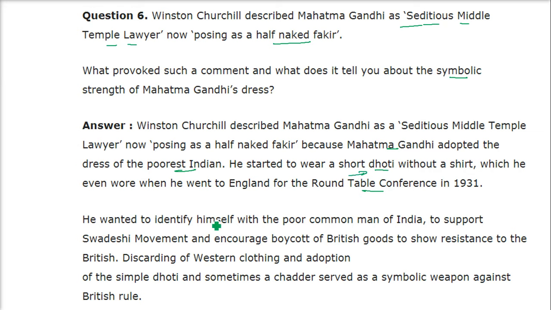So he wanted to identify himself with the common, poor man of India, to support the Swadeshi movement and encourage the boycott of British goods to show resistance to British rule. Discarding Western clothing and adopting a very simple dhoti, sometimes a chadar, or a cloth on the top, served as a symbolic weapon against British rule.